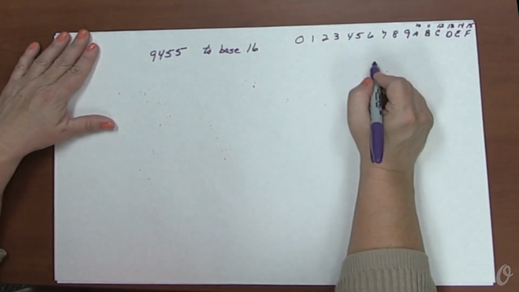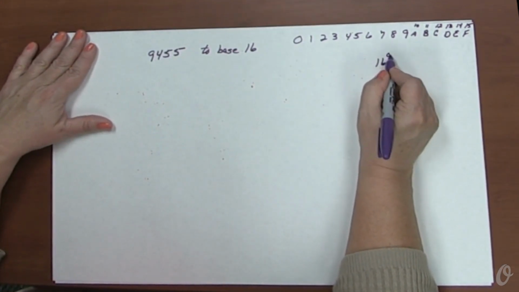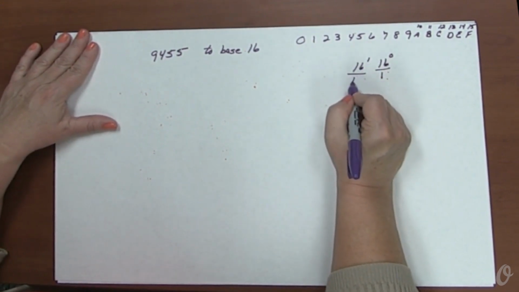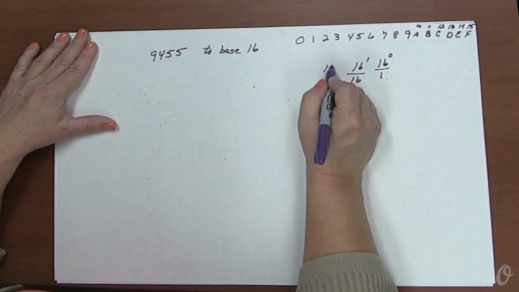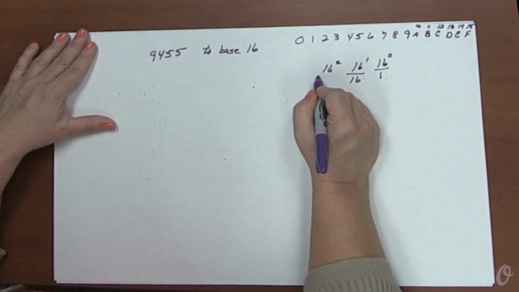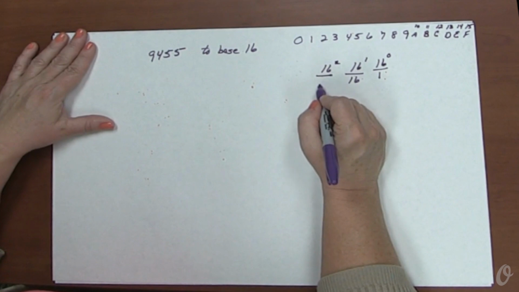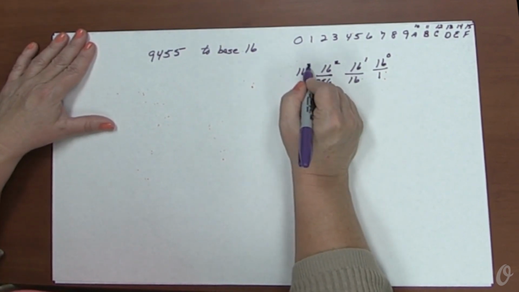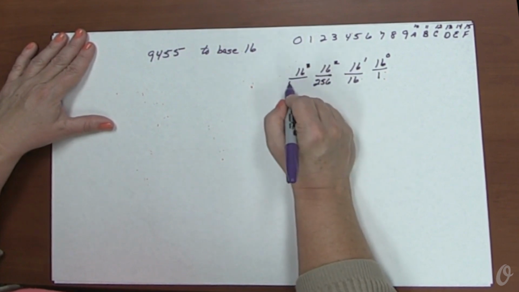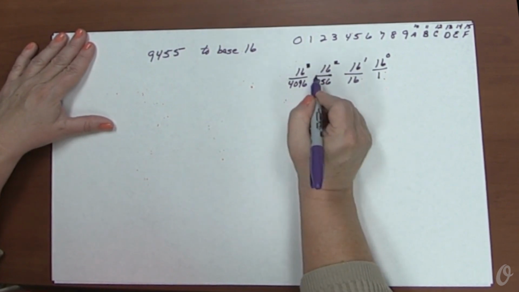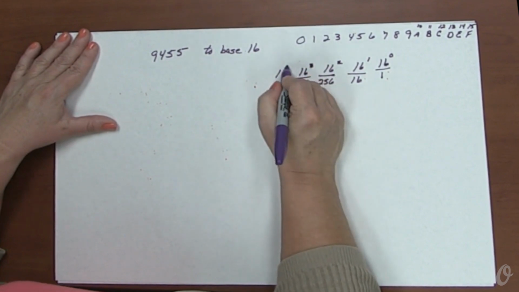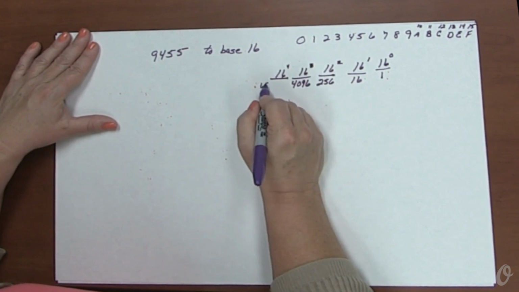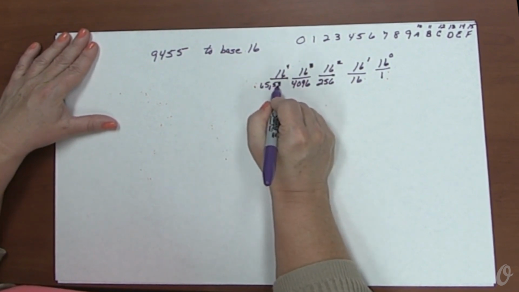Now, identifying my powers, I have 16 to the 0, which is 1. 16 to the first, which is 16. 16 squared, which is 256. 16 cubed, which is 4,096. 16 to the fourth, which is 65,536.